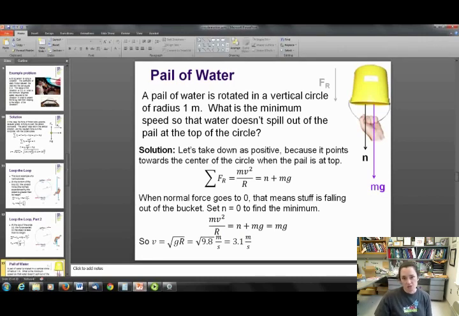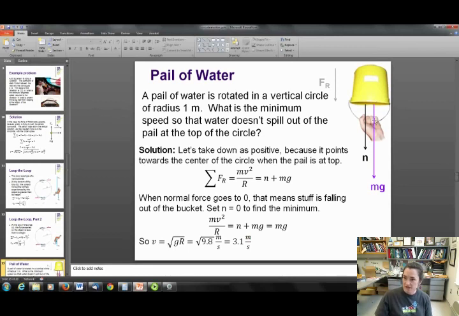A pail of water is rotated in a vertical circle and the radius is 1 meter. What's the minimum speed so that the water doesn't spill out of the pail at the top of the circle? Okay, now in this case, down is going to be positive because it points towards the center of the circle, and that's the positive radial direction. So it's pointing towards the center of the circle and the pail is at the top.